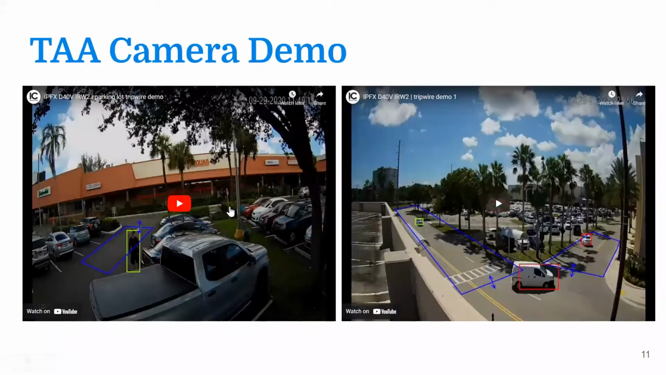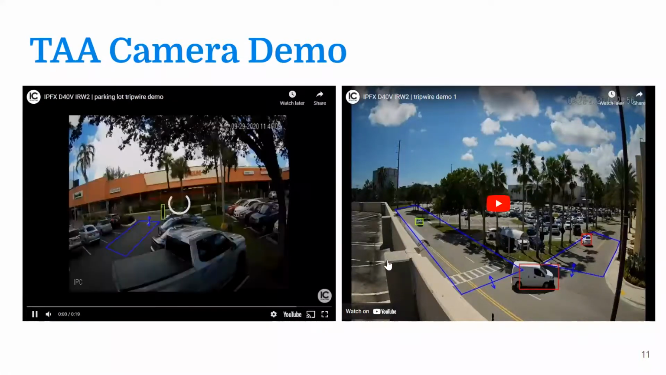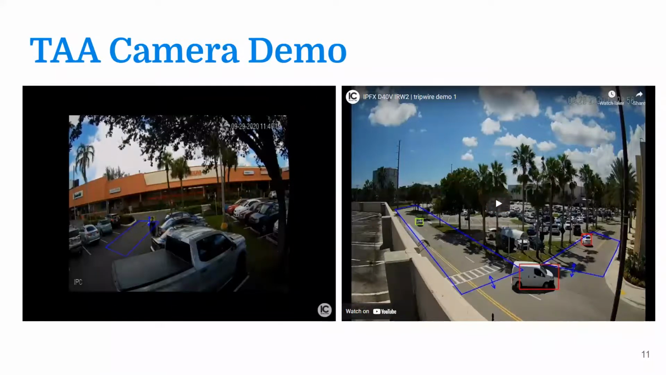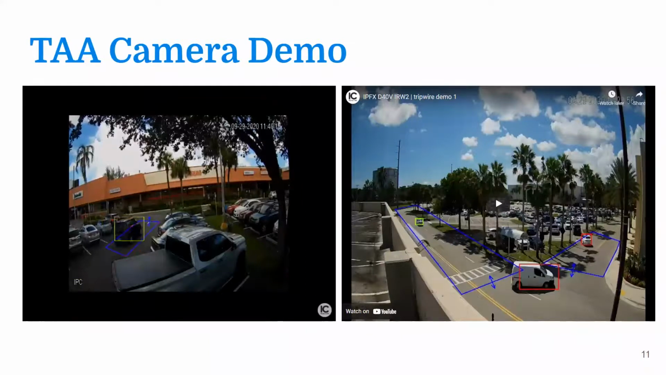Here's a bit of our TAA camera demo. As you'll see, some of these are from previous webinars where we discussed our technology. But as you can see here, these are Korean manufactured cameras utilized with technology of our perimeter protection along with our IND. So you're still getting all of that technology that you're used to, even with our South Korean manufacturing.